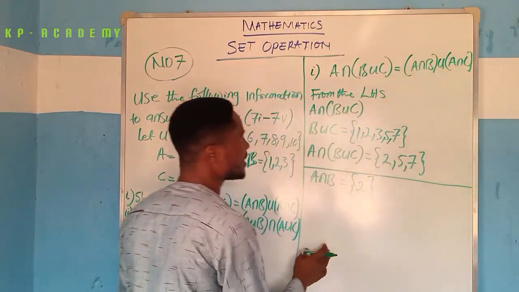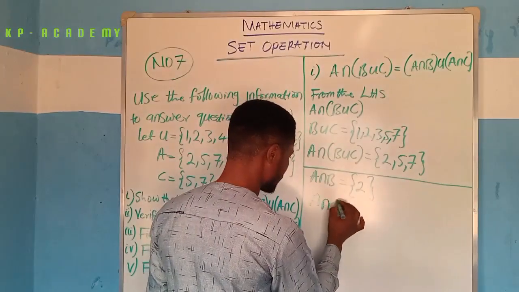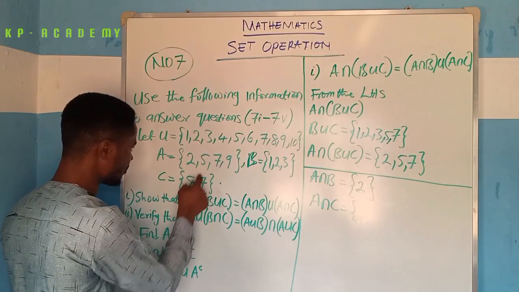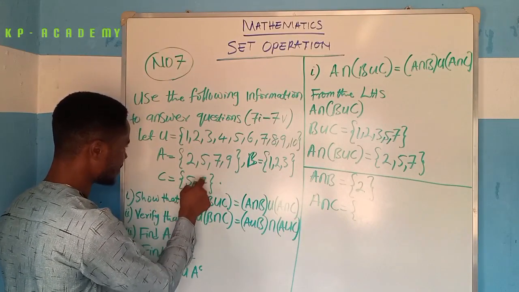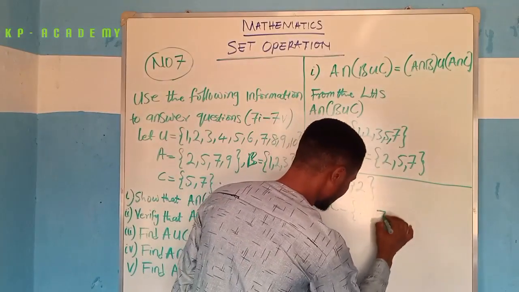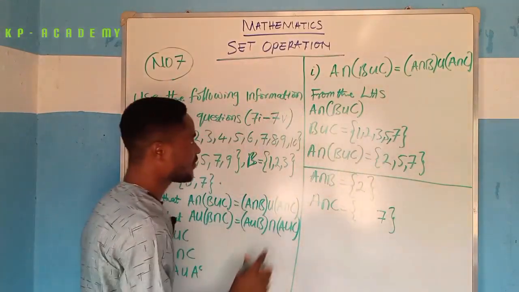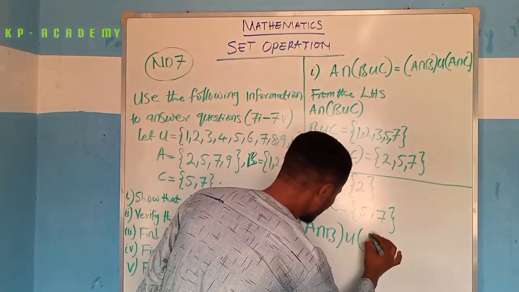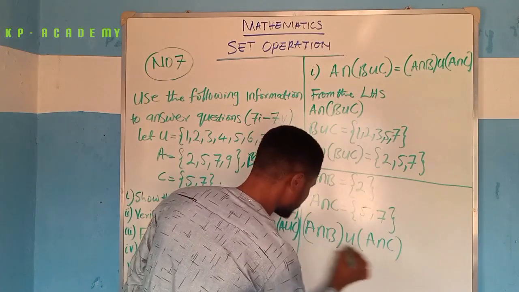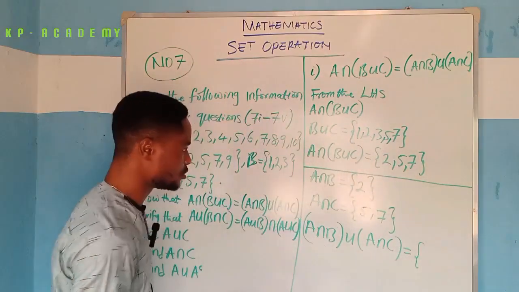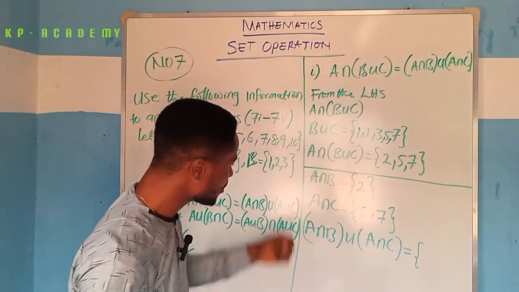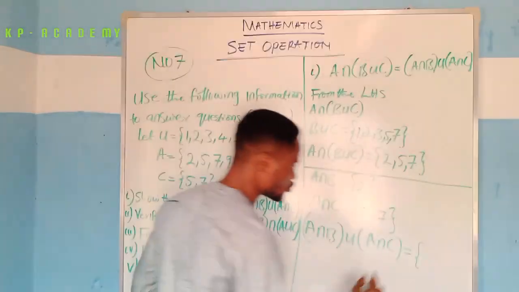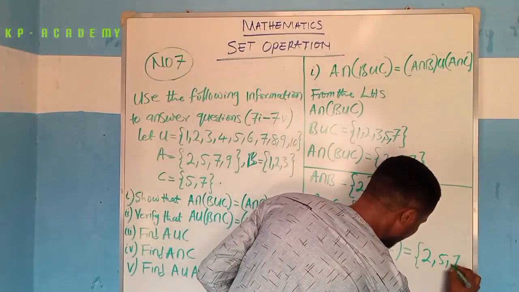Next, let us look for A intersection C. This is set A again, this is set C. What do both of them have in common? They have 5 and 7 in common. Now finally, looking for A intersection B union A intersection C. What does union of sets mean? Write out all the elements in these two sets, but do not repeat any that occurred twice. So we're going to have 2, 5, 7.